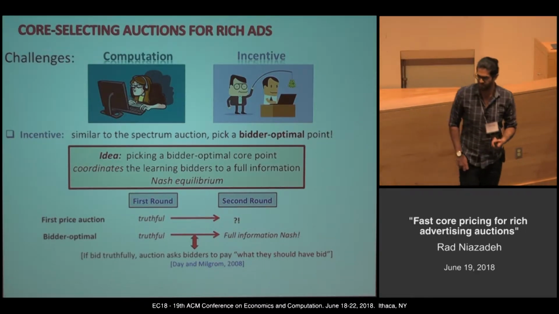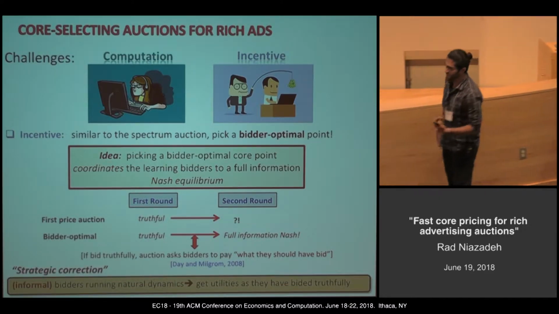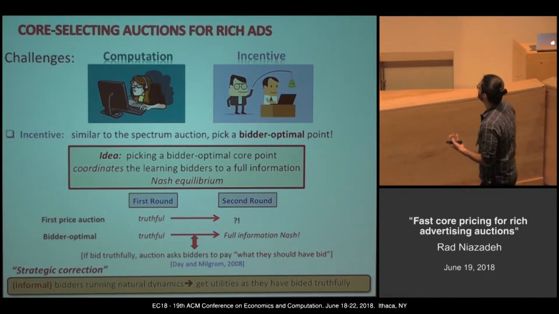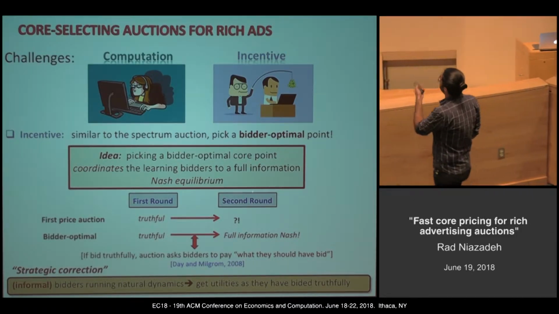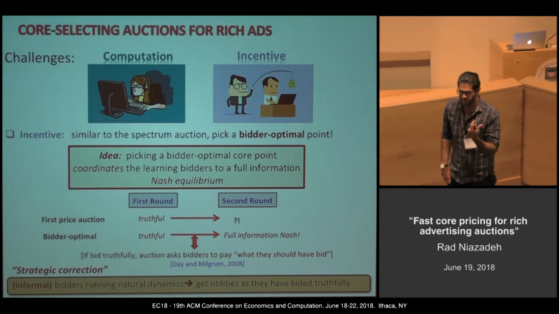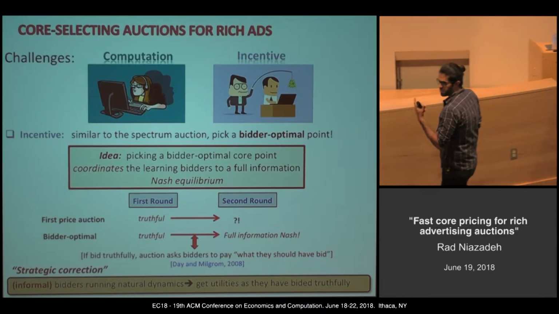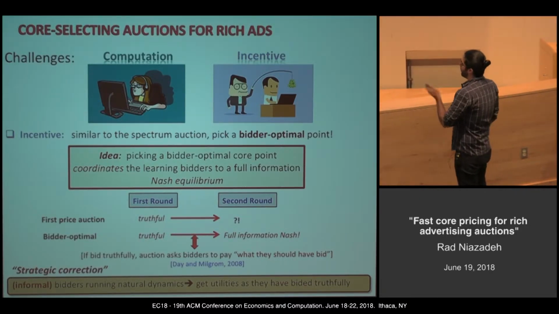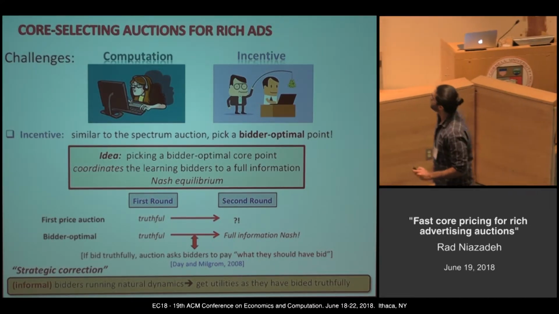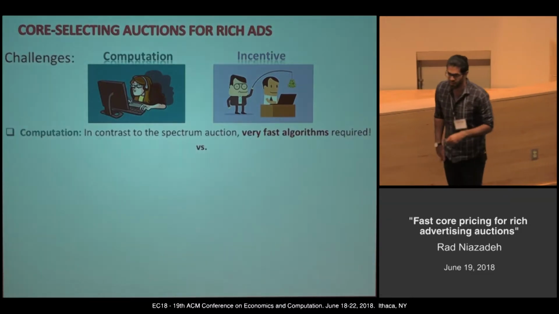This is not happening in reality, but informally speaking, you can imagine that if bidders are running some natural dynamics and they're targeting the equilibrium utility, then you expect that at the end they're going to land in this full information Nash equilibrium, and therefore the utility that they get is going to be what they would have gotten in a truth-telling setting. So I'm sweeping a lot of details under the rug, but I just want to point out that incentive is not the main issue here, and actually the main issue is computation.